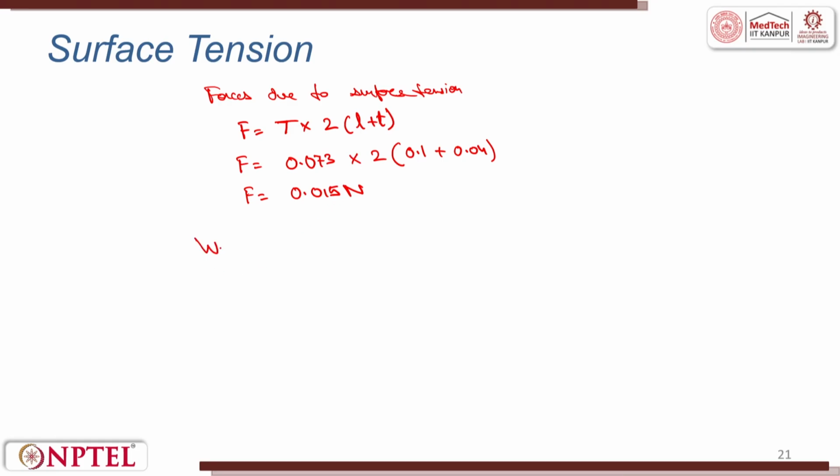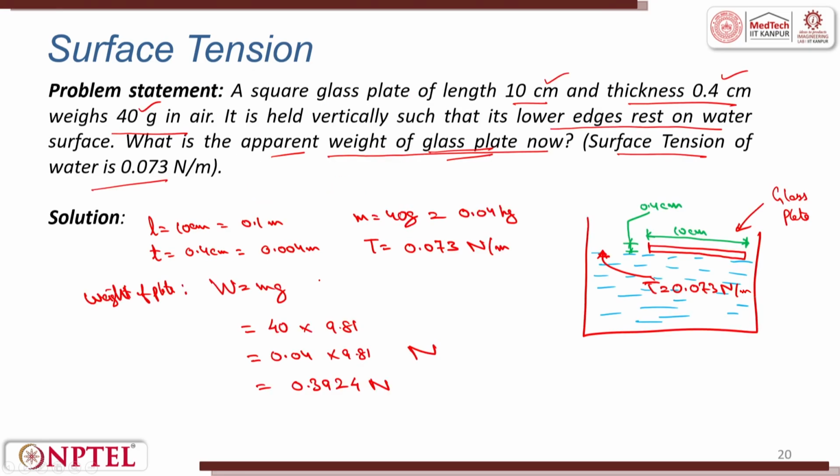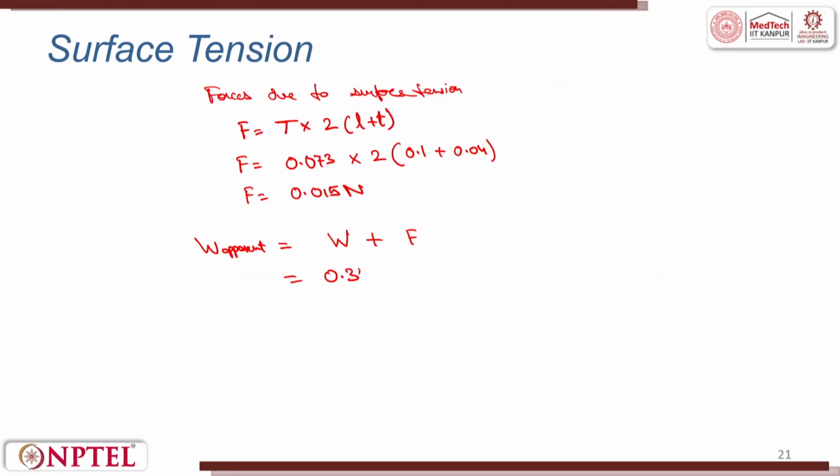Now apparent weight, that is weight due to surface tension, is weight in air plus force due to surface tension. This is equal to, W is calculated here, 0.3924 plus F is 0.015. This turns out to be 0.4074 newtons. So this is surface tension.